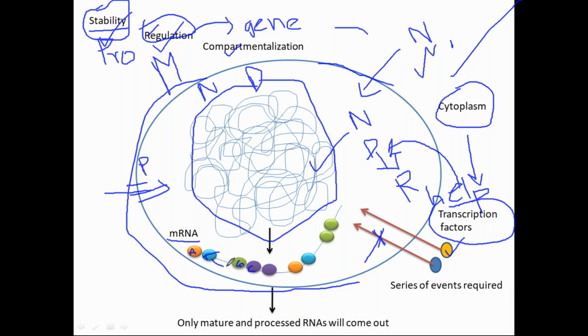Now, what are these things? Can anyone tell me what these things are? What are the two important things present in the mRNA? Phosphate bonds, okay. Uracil, okay.